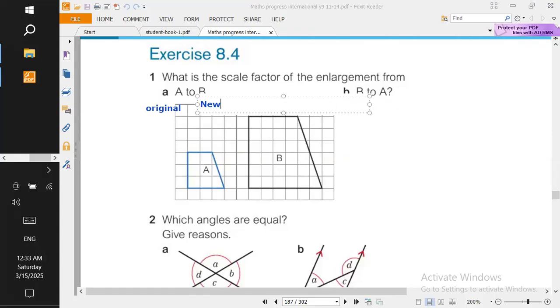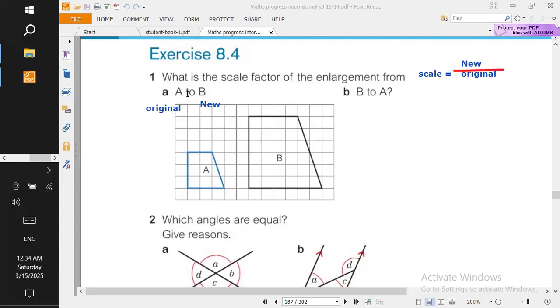Okay. Now, we talked about this before. We said that to find the scale factor of enlargement, the scale equals the new shape divided by the original, or the new side of a shape divided by the original. And both of them must be corresponding sides. So basically, we divide the new shape by the original to find the scale of enlargement.